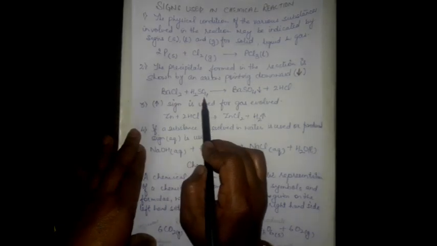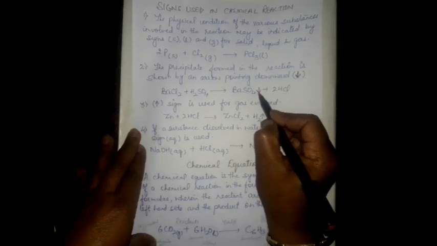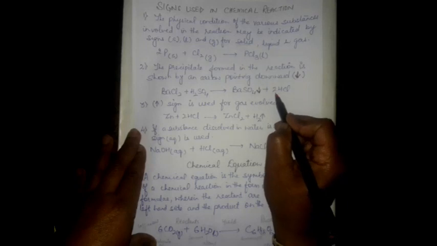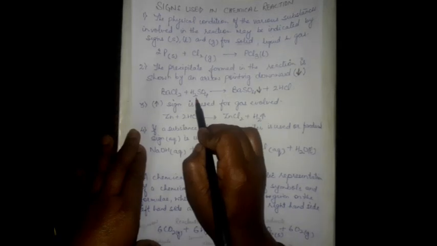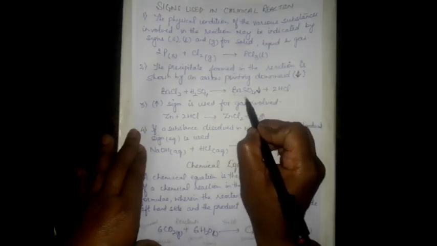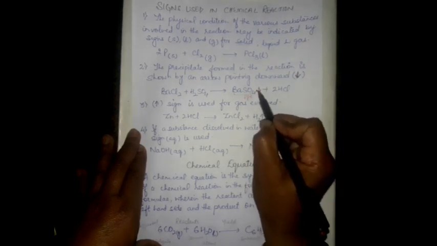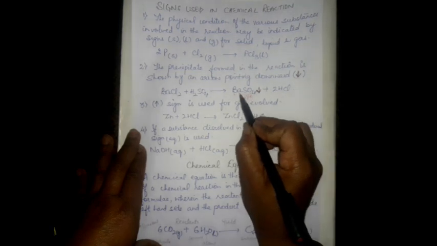Understood? So I will again explain it with the help of an example. BaCl2 plus H2SO4 gives BaSO4, and here I have shown an arrow pointing downwards, plus 2HCl. This means that barium chloride, when it reacts with sulfuric acid, gives barium sulfate plus hydrogen chloride, and barium sulfate we get as a precipitate. So the arrow pointing downwards shows that a precipitate of barium sulfate is formed. Got it? Now come to the third point.